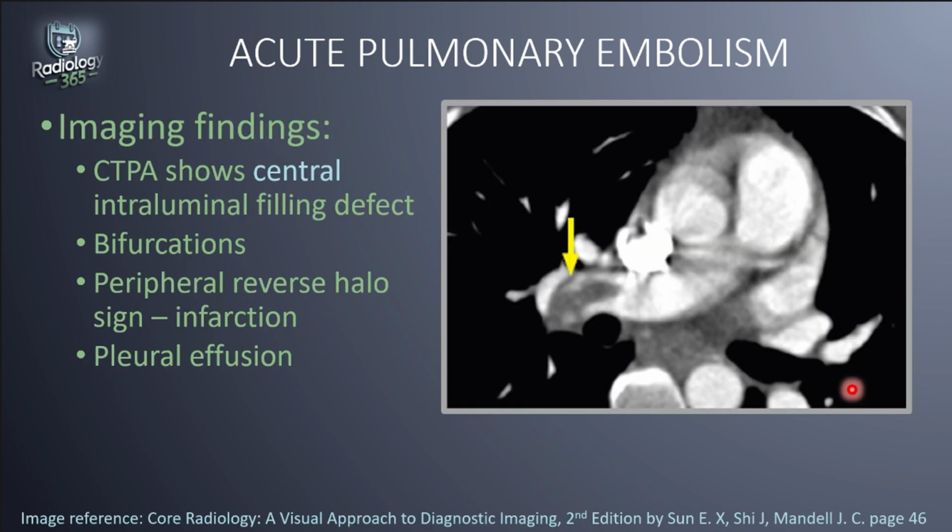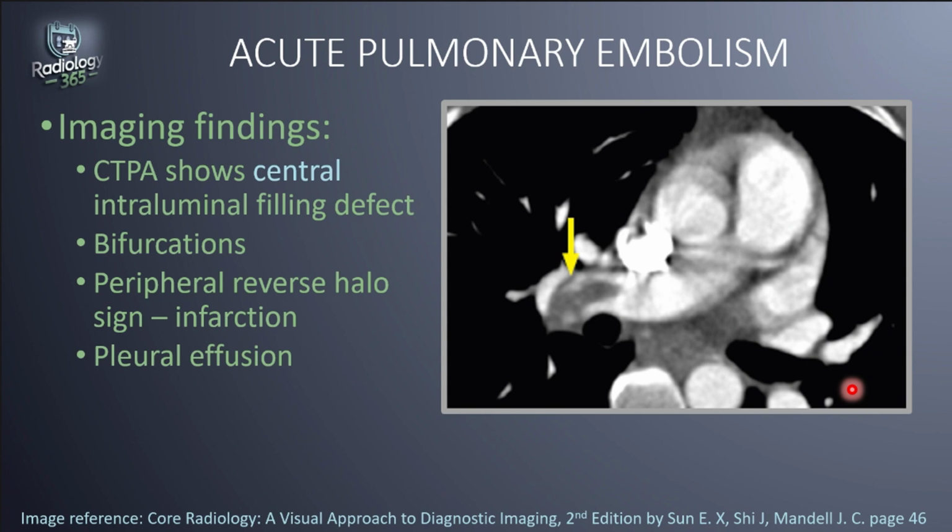CT pulmonary angiogram is the most common method to image for pulmonary embolism, where an embolism is typically seen as a central intraluminal pulmonary artery filling defect. The pulmonary emboli will tend to lodge at the vessel bifurcations.